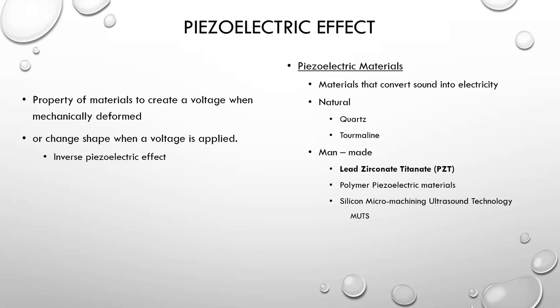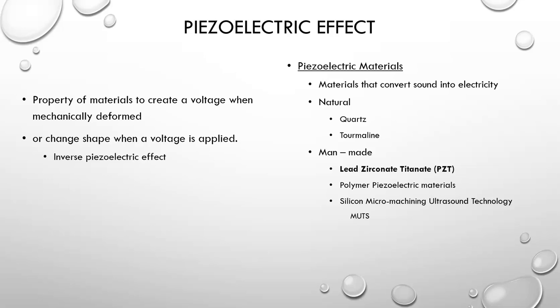There are a lot of man-made types of piezoelectric materials, and the one we're going to be most interested in is lead zirconate titanate, or what we call PZT: P for lead, Z for zirconate, and T for titanate. This is the most common one that we study in ultrasound and is becoming less used in today's transducers. Now we're using more of the polymer piezoelectric materials, but certainly PZT is the one we study.